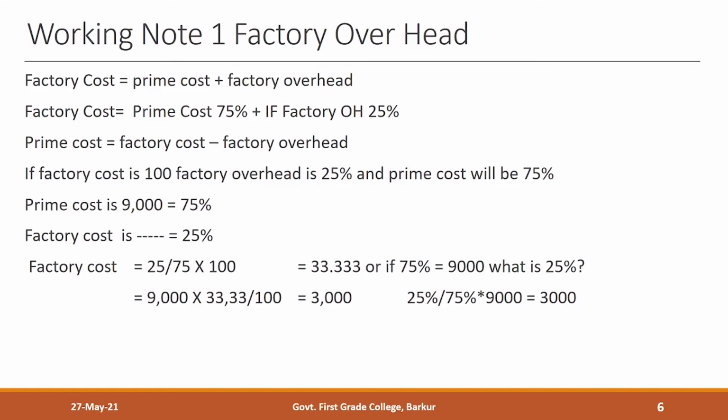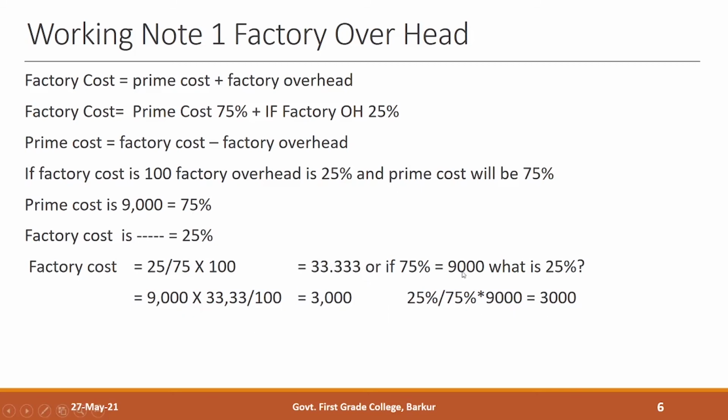You can see here, there are two ways of calculating this. When the factory cost is given to you as 100, and if the factory overhead is 25% of 100, then the balance 75%, obviously it will be the prime cost. So if 9000 is equal to 75%, what is equal to 25%? You can find out either by way of this percentage, that is 25 divided by 75 multiplied by 100, we will get 33.33%.